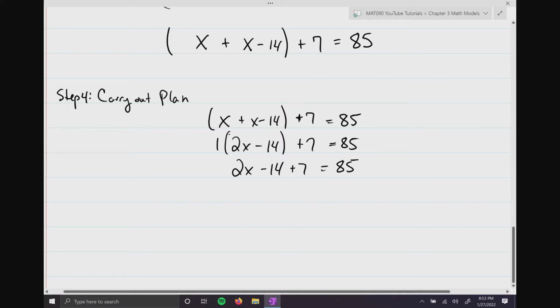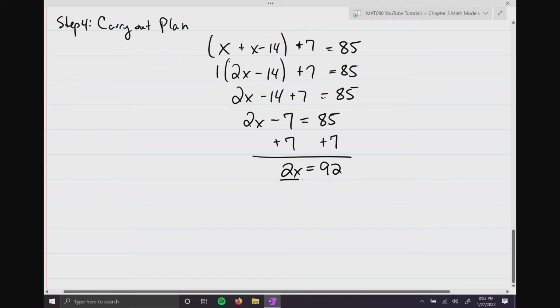Now I look on the left-hand side, I can definitely combine. 2x minus 7 equals 85. I'm going to add 7 to both sides of my equation to isolate the variable term. So that's going to give me 2x equals 92. And then finally, I would divide both sides by the coefficient of the variable term to give me x equals 46.